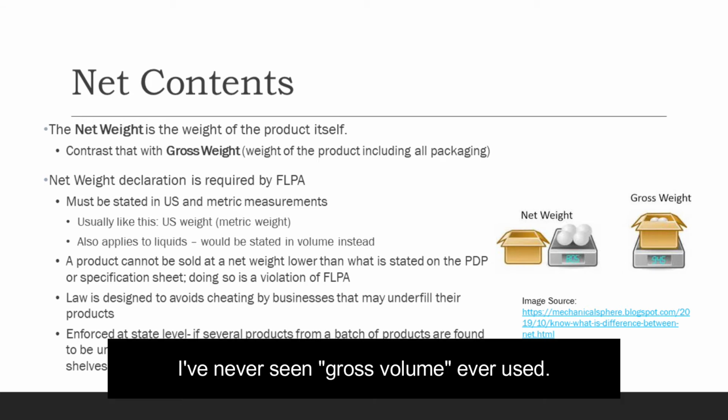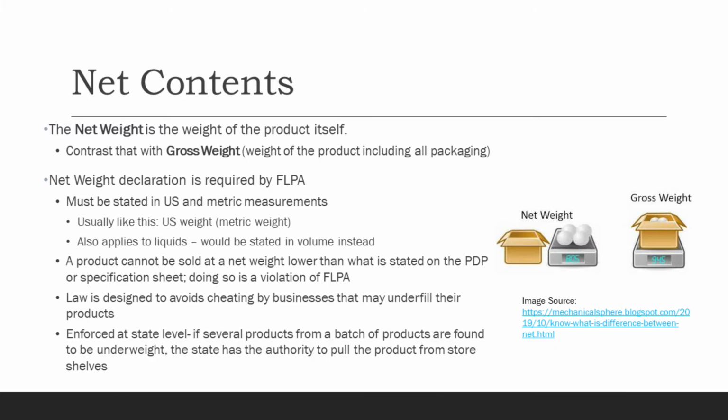As per the regulation, the net contents, or the net weight in this case, needs to be displayed on the principal display panel, and it must be in US measurements. Most commonly in ounces, or pounds if it's large enough of a product. And then the metric unit conversion is usually listed in parentheses next to it. I have seen it where it's the reverse before, but that's not very common.